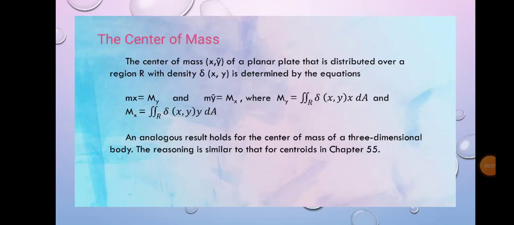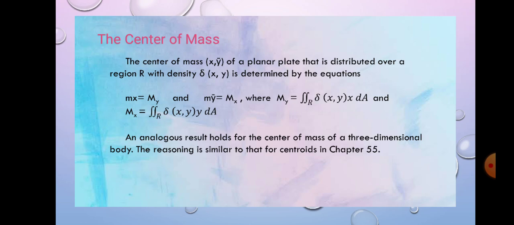Good day everyone. So this is the continuation, or part 2, of the topic masses of variable density. So let's continue. Now we are in the center of mass. The center of mass, or the quantity (x̄, ȳ), of a planar plate that is distributed over a region R with density δ(x,y), is determined by the equations.